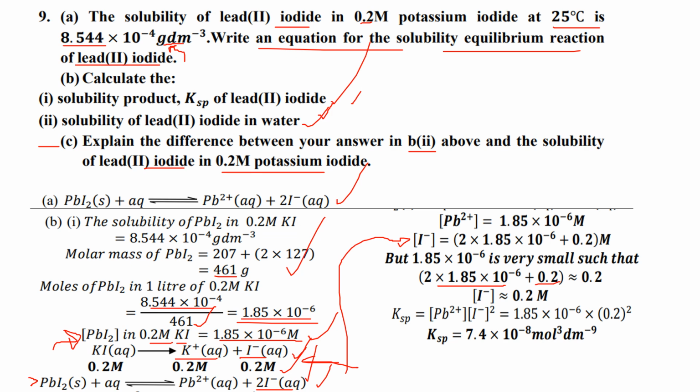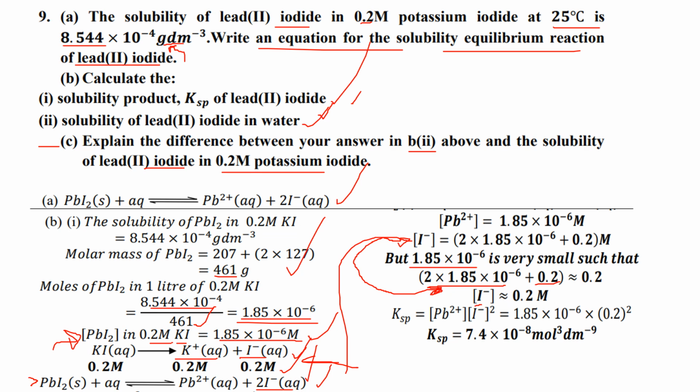But you always assume that the molar concentration from the solubility equilibrium reaction is very small, and we assume that the total concentration of the iodide ions, or of the common ions present, always comes from the strong component, which ionizes fully.